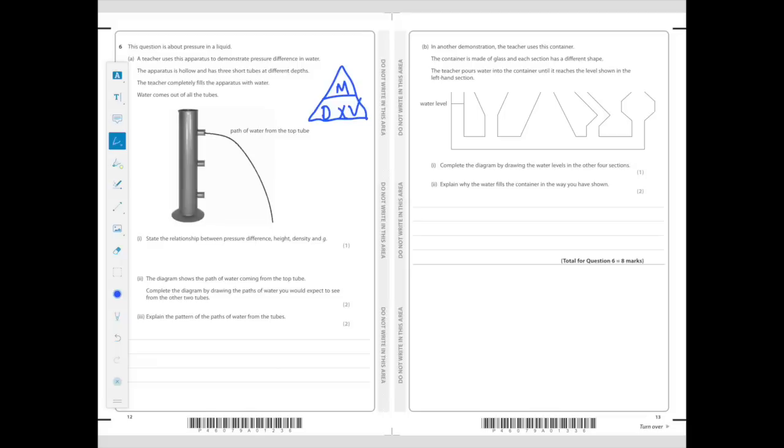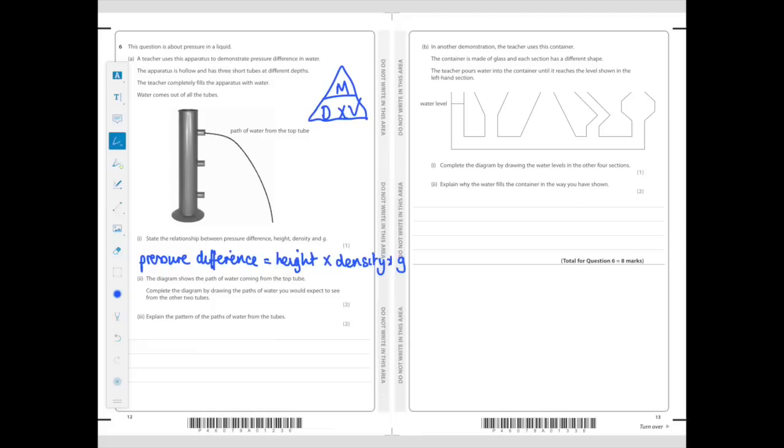A teacher uses this apparatus to demonstrate pressure difference in water. The apparatus is hollow and has 3 short tubes at different depths. The teacher completely fills the apparatus with water and water comes out of all the tubes. State the relationship between pressure difference, height, density and G. So I wouldn't use a triangle here, you do just need to learn this, and it is pressure difference equals height times density times G.